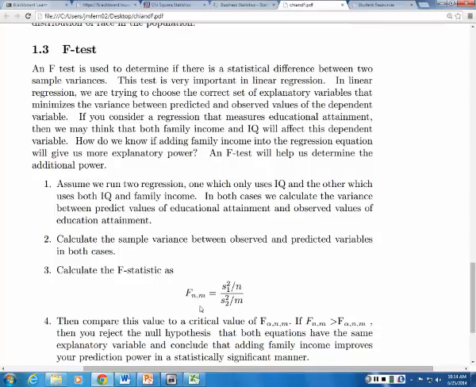An F statistic takes the sample variance from the 1st sample divided by n, divided through the whole thing by the sample variance of the 2nd sample divided by its sample size. So here, for example, an F test is used to determine if there is a statistical difference between 2 sample variances. This test is very important in linear regression, which is our next chapter. In linear regression, we are trying to choose the correct set of explanatory variables that minimize the variance between predicted and observed values of the dependent variable. So one of the things that we use an F statistic for is to say, how good are we doing? How much better are we actually predicting an outcome?